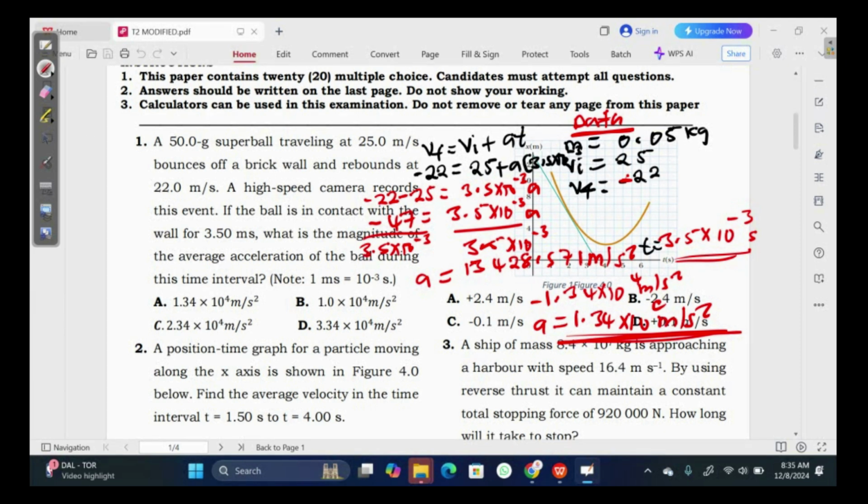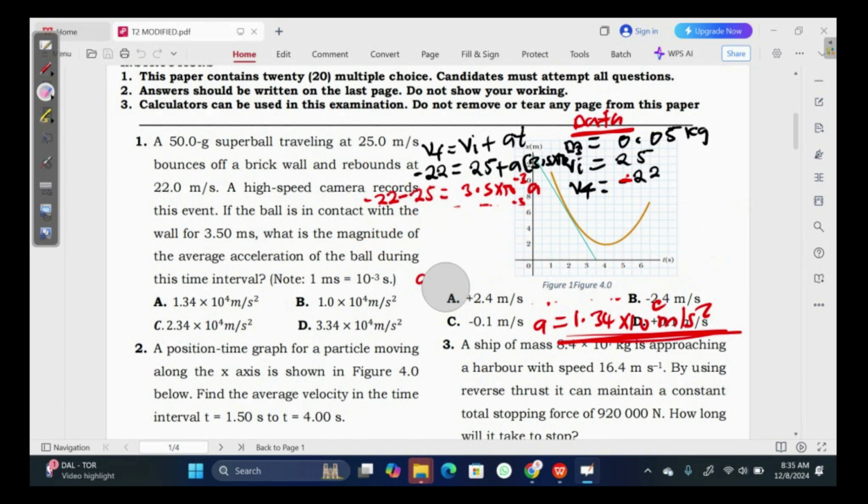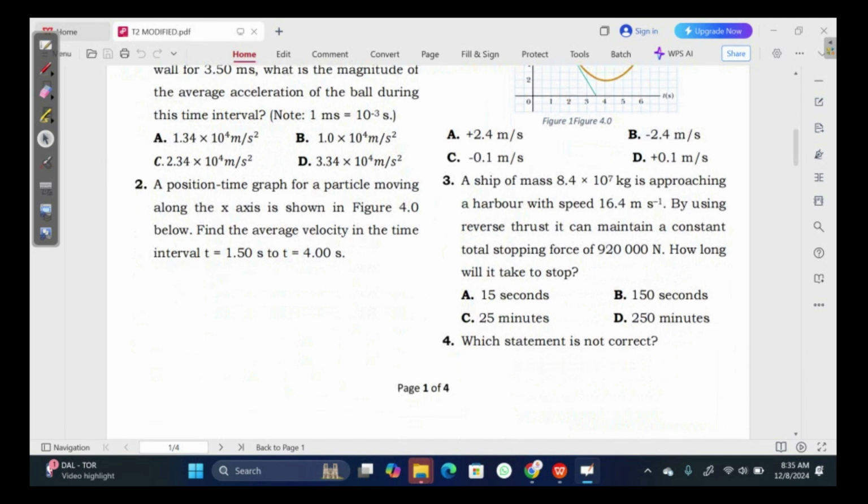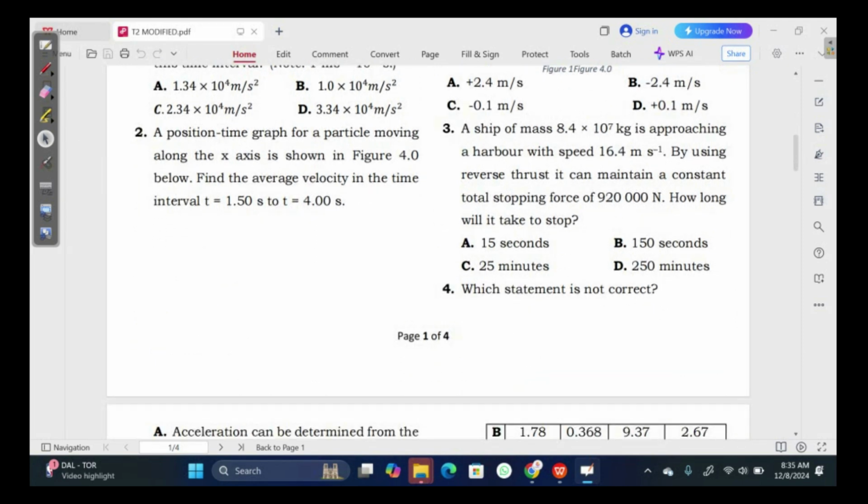We got question 2. Let's go to question 2. Okay, I'll use this space down here. It's saying a position time graph for a particle moving along the x-axis is shown in the figure below. Find the average velocity in the time interval t is equal to 1.5 to t is equal to 4 seconds.